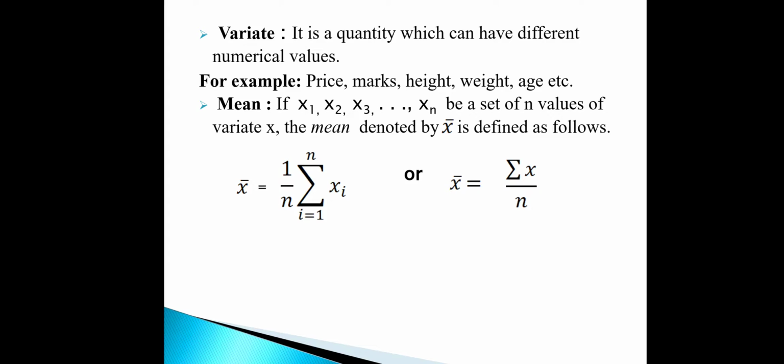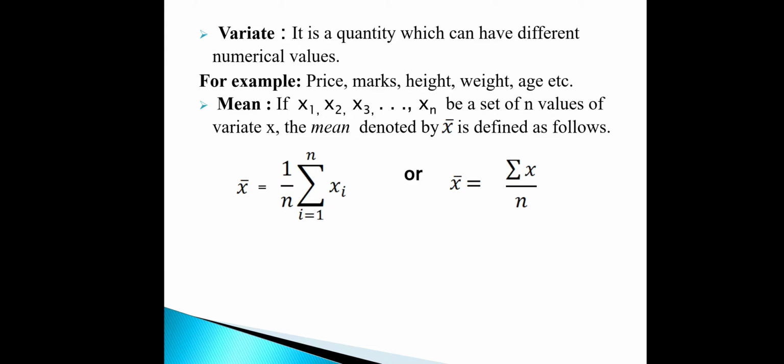Next, variate. What is a variate? It is a quantity which can have different numerical values. For example, in statistics, price, marks, height, weight, age, these all act as variates.